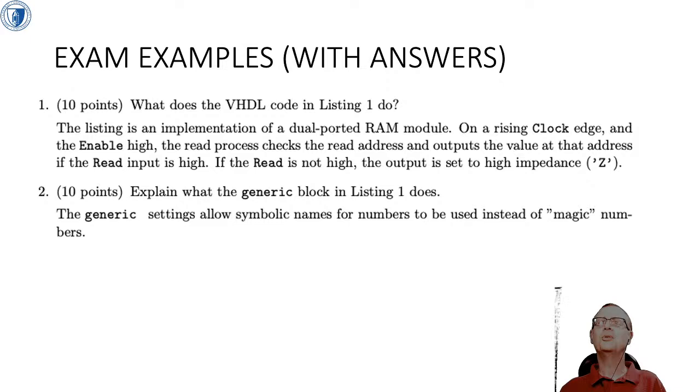Anyway, so the two questions that were relevant to that piece of code is, what does the VHDL code do? Right, and this particular one, it's actually doing what's called a dual ported RAM. So a dual ported RAM is a memory device that has two sides to it, dual sides. Usually it's got an input side and it's got an output side. And what it does is, on a rising clock edge and with enable high, the read process checks the read address and outputs the value at that address if the read input is high. If the read is not high, the output is set to high impedance.